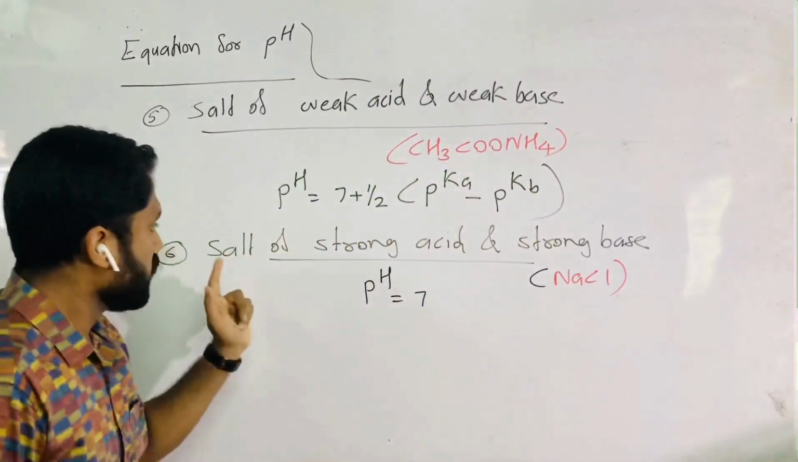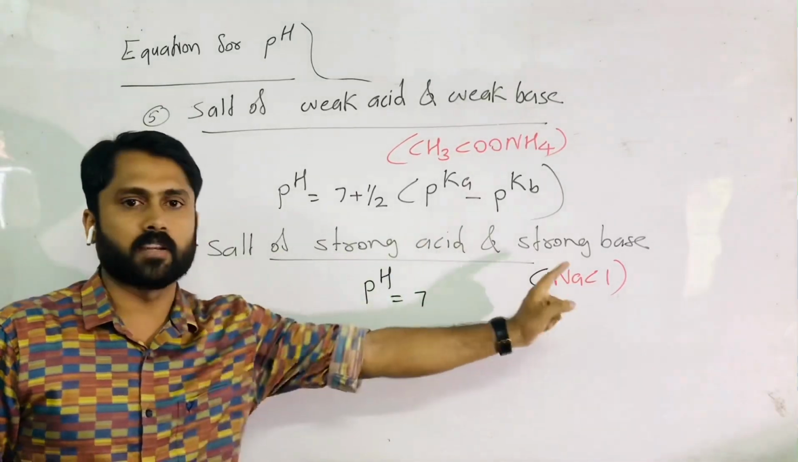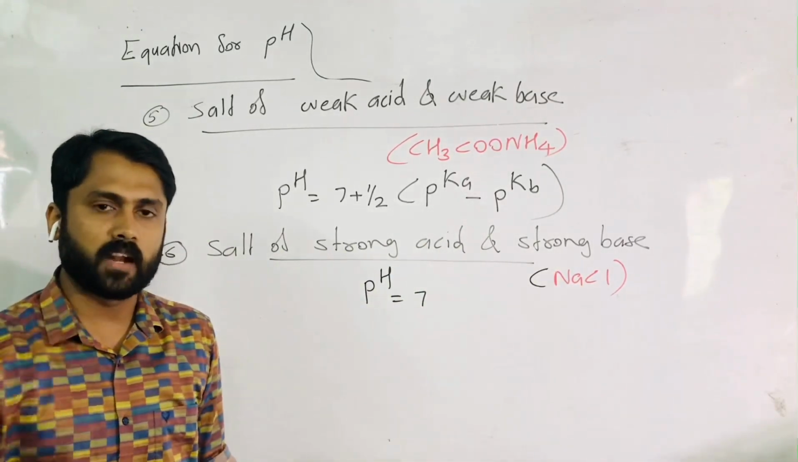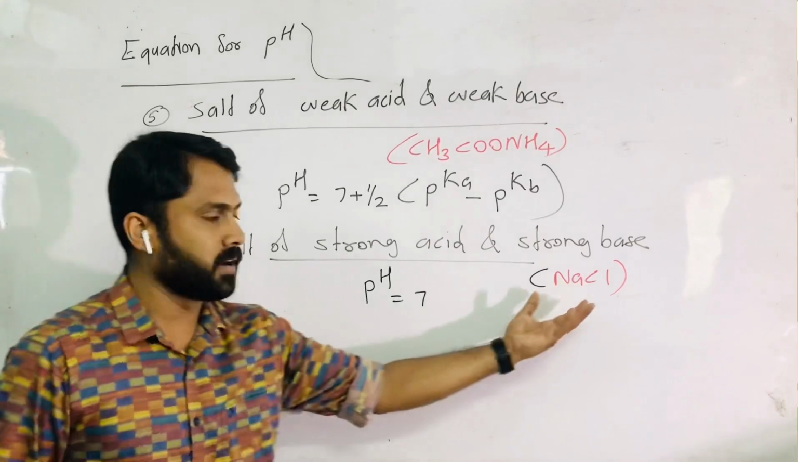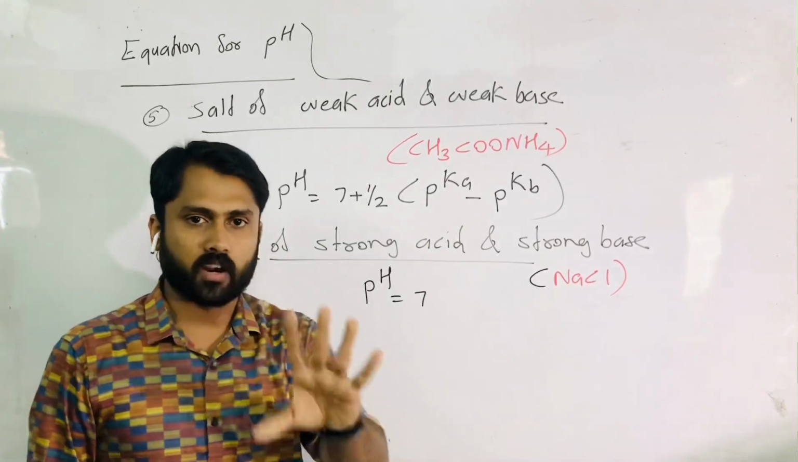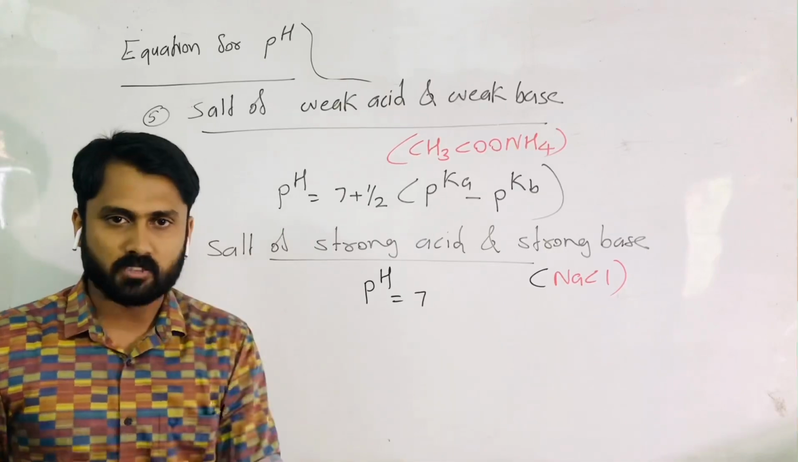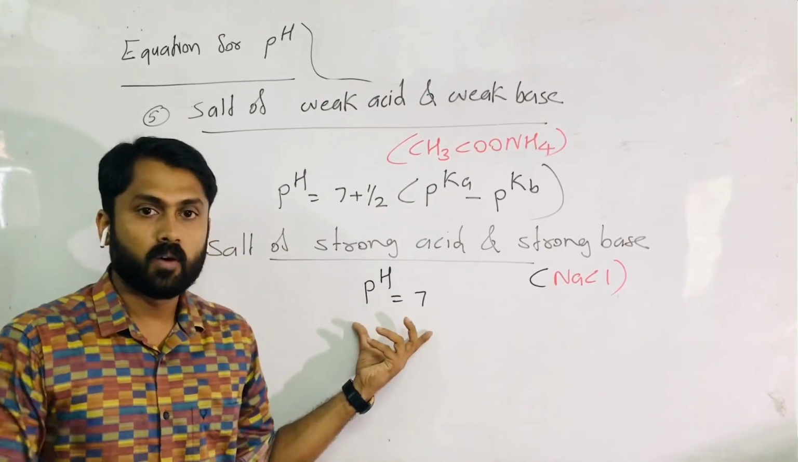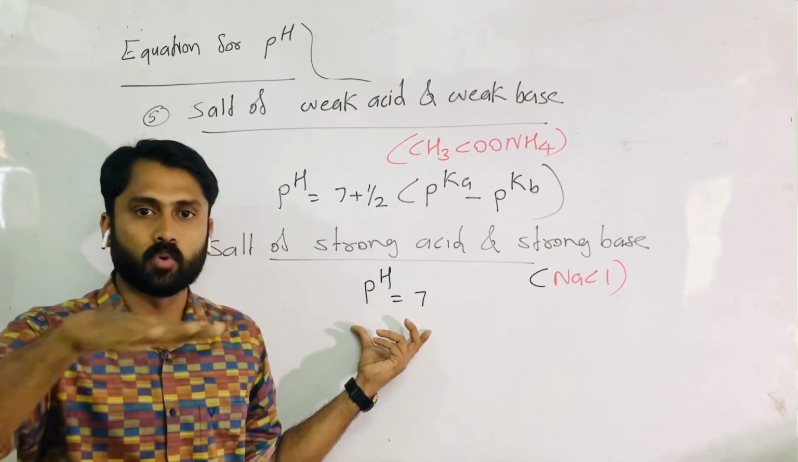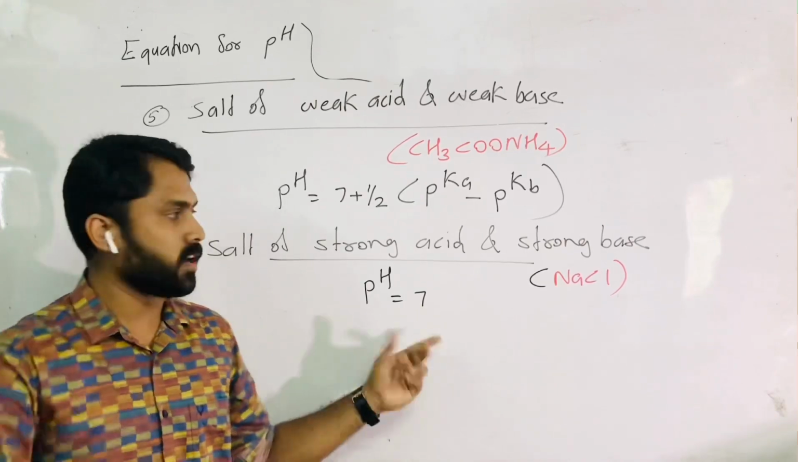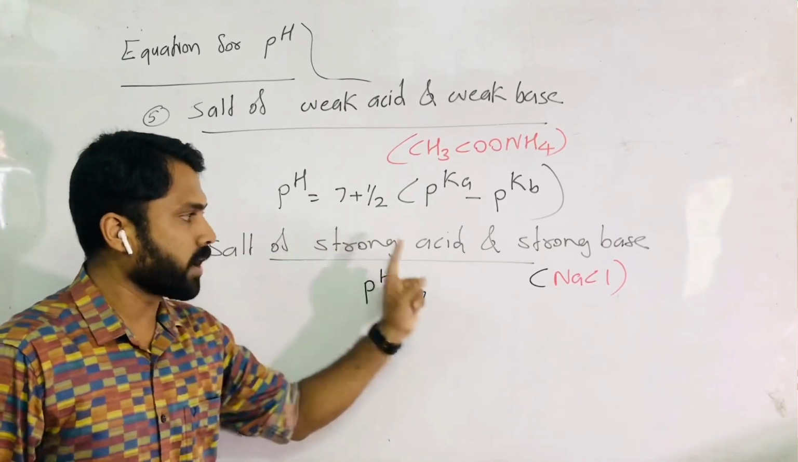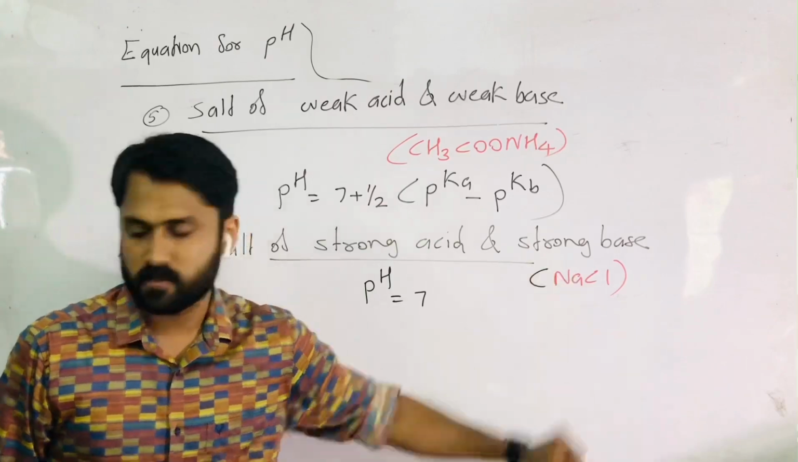And another one, salt of a strong acid and strong base. If both acid and base are strong, example NaCl, you have no confusion, its pH equals 7. That is, its pH is fixed, pH equal to 7. What is the meaning of pH 7? It is neutral. Which salt is neutral? The salt of a strong acid and strong base.